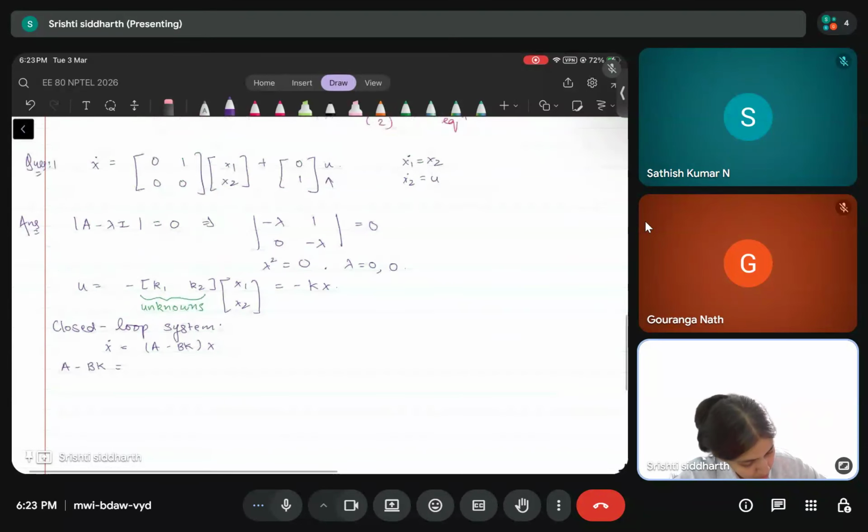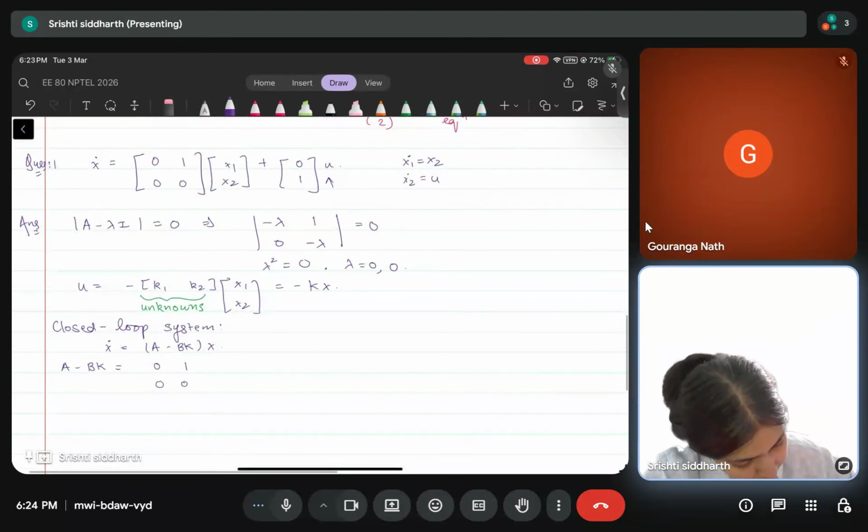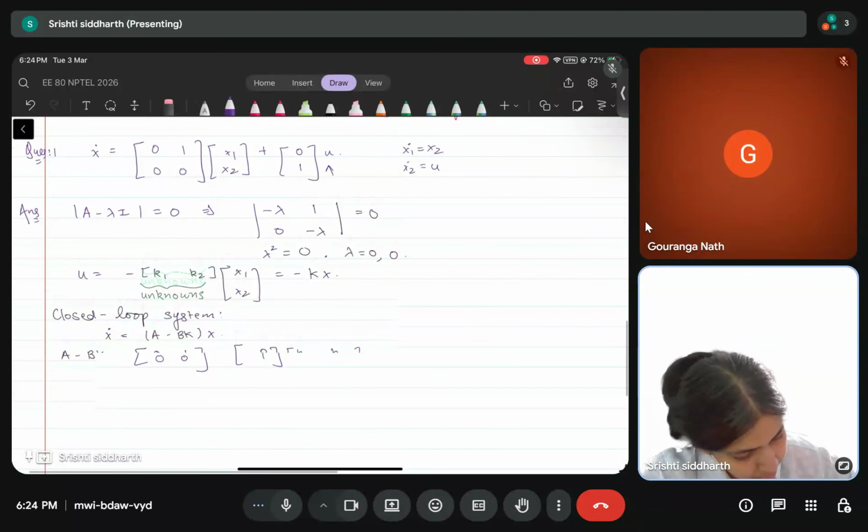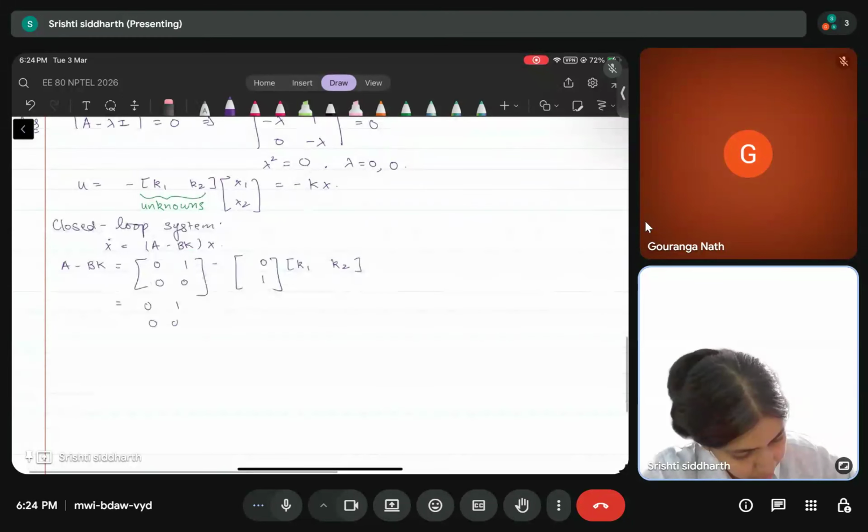to be 0, 1, 0, 0 minus 0, 1 times K1, K2. So that gives 0, 1, minus K1, minus K2.